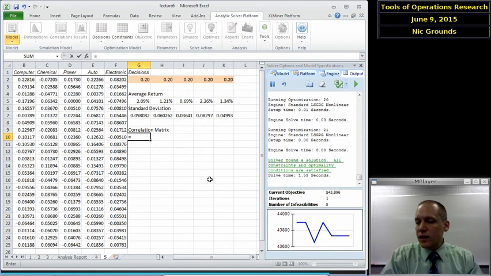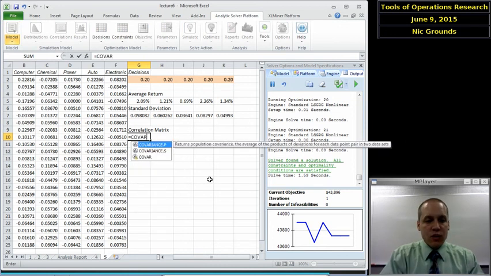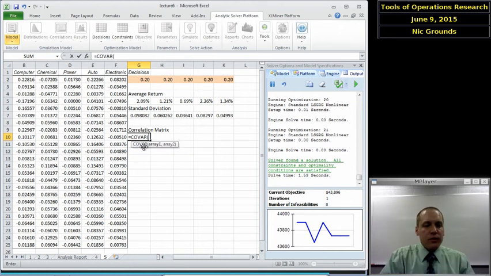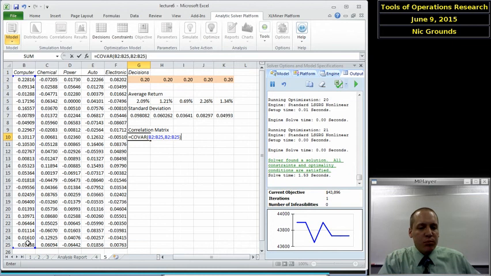And to do that, there is an Excel function for covariance named COVAR. All we're going to do is take one column of data, comma, another column of data. In this case, I'm actually going to compute the correlation of computer investments to themselves, and you'll see in a minute why I would do that. Basically, this says, obviously, when computers go up, computers go up.